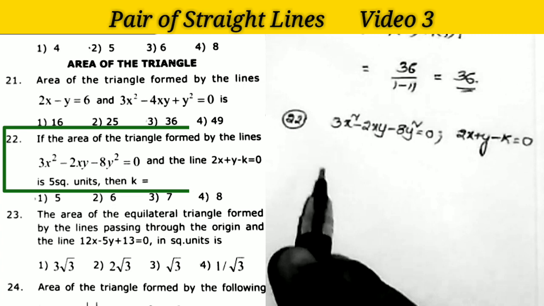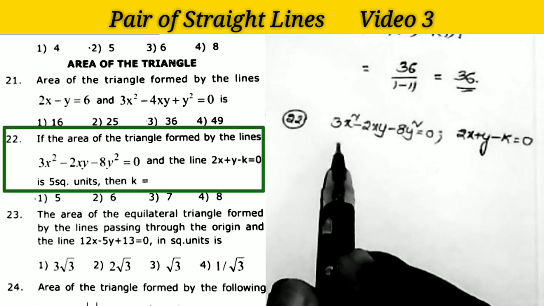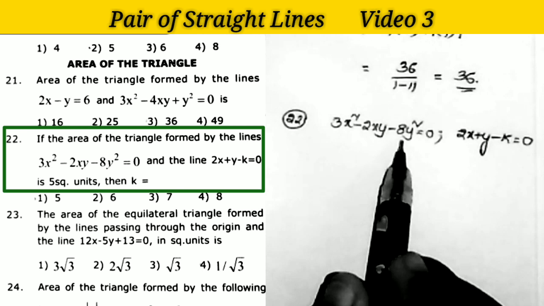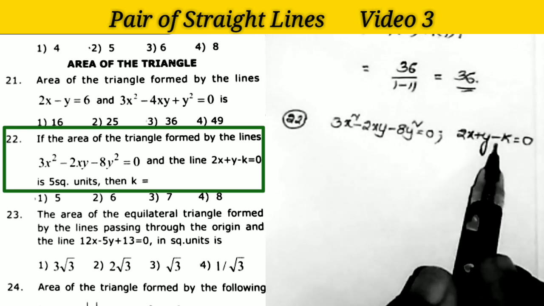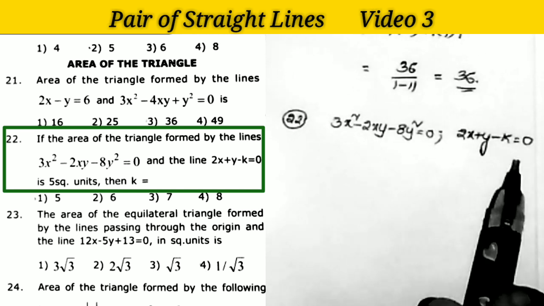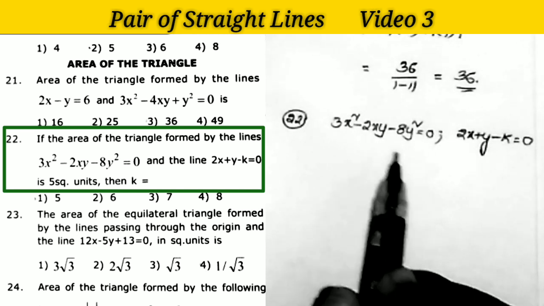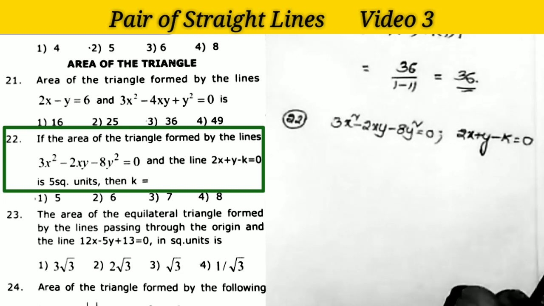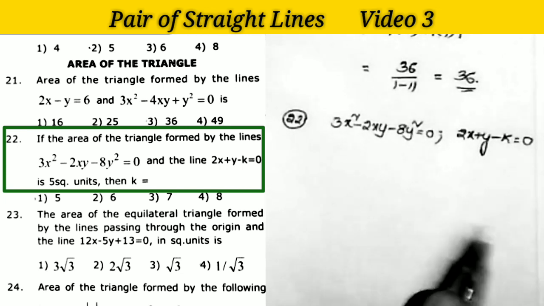Next question, sum number 22. If the area of the triangle formed by 3x square minus 2xy minus 8y square is equal to 0 and 2x plus y minus k is equal to 0 is 5 square units, then what is the k value? So here given that the area of the triangle formed by these lines is equal to 5 square units, we want to find the value of k.